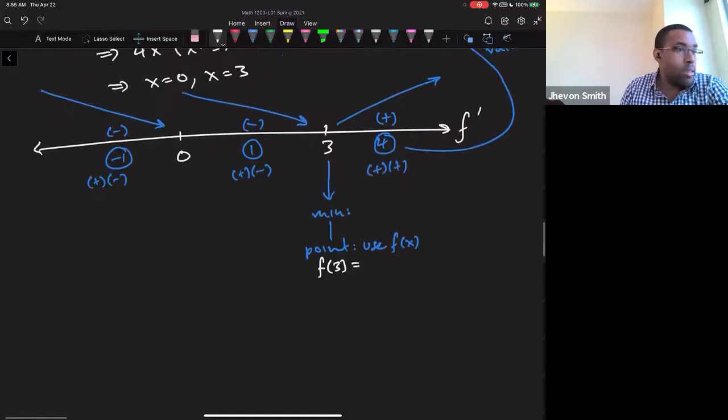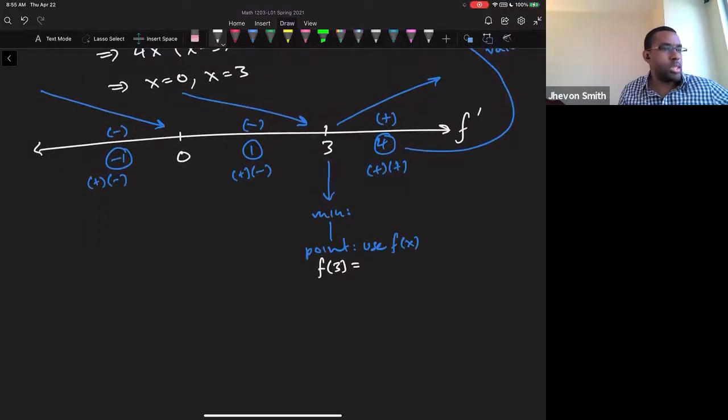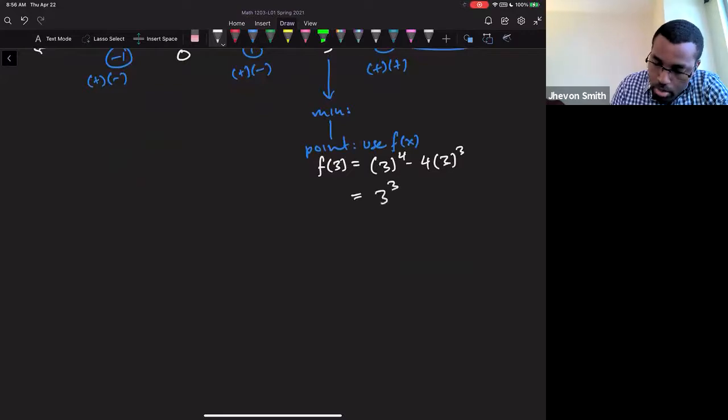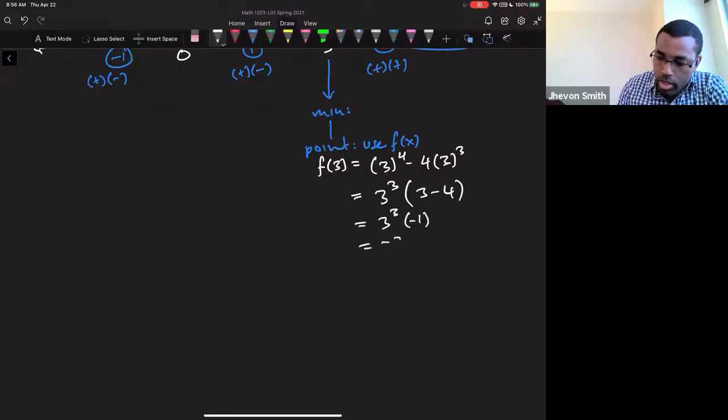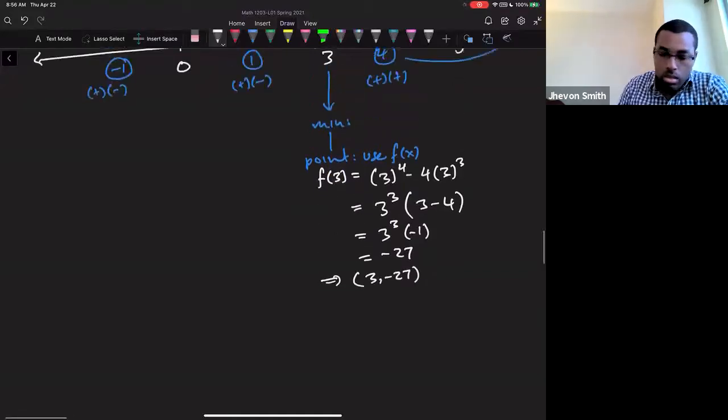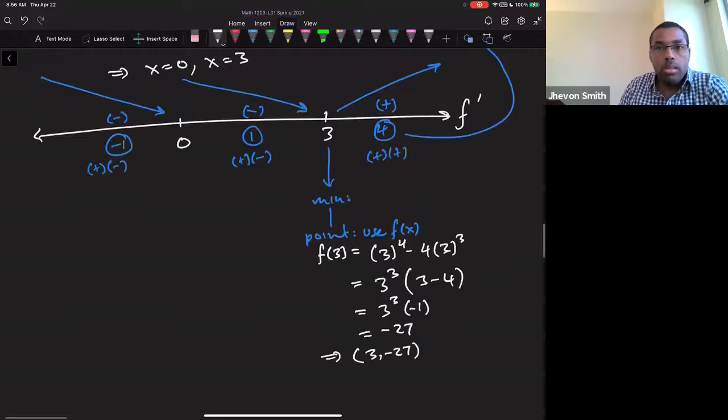right? Now f of 3, what was our f? I think it was x to the 4th. So that's 3 to the 4th minus 4 times 3 cubed. Right. Now for that, 3 cubed is a common term. If I factor it out, I'd be left with 3 minus 4. So that's just 3 cubed times minus 1. That's minus 27. So the point is 3 comma minus 27. Right? That's the minimum point of this function.